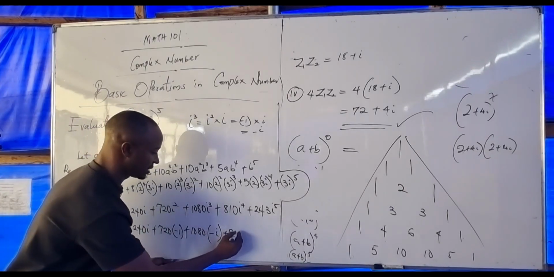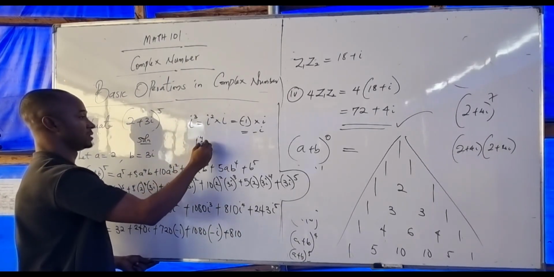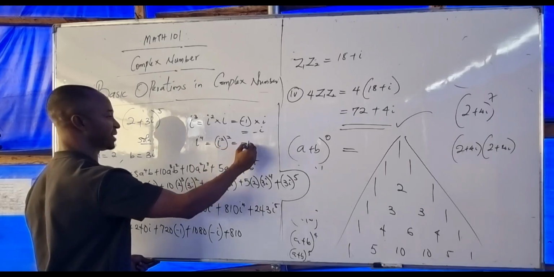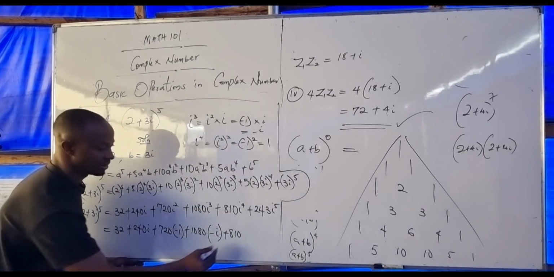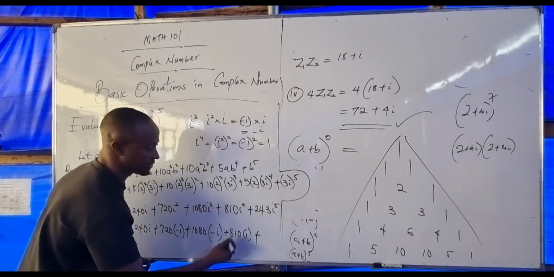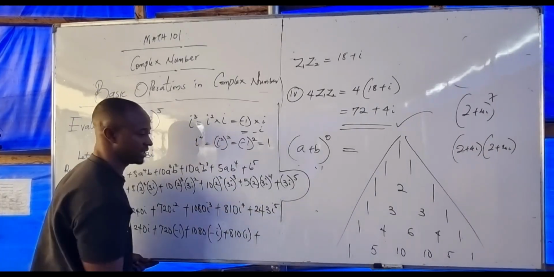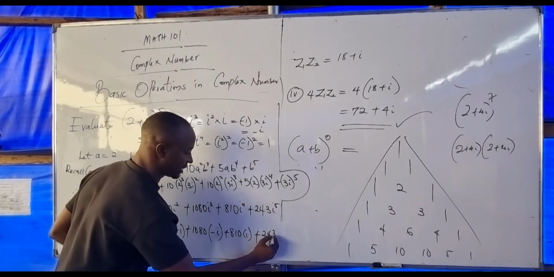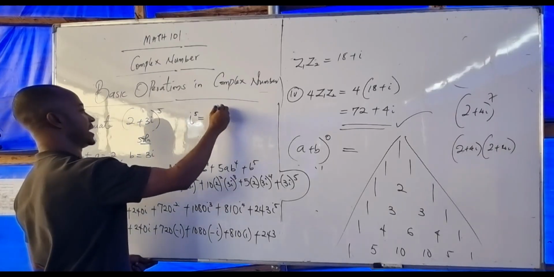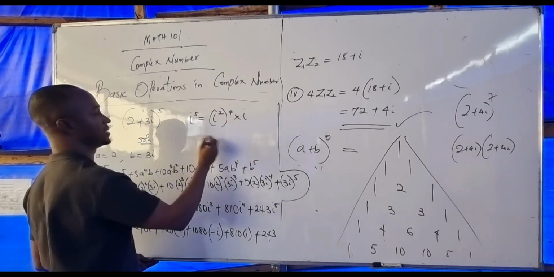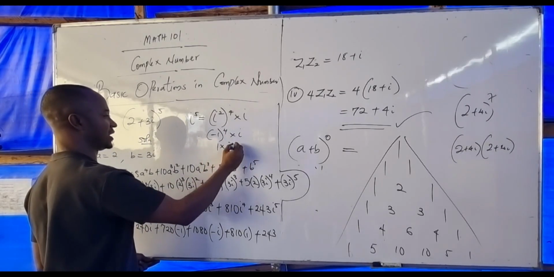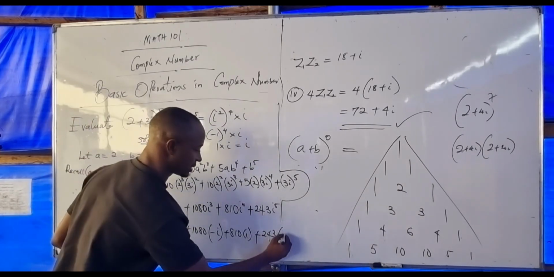Plus 810. What is i raised to the power 4? Good. So let's check again. i squared all raised to the power 2, right? Which is what? Minus 1. All squared is what? 1. So no need of putting 1. But let's just put times 1. So plus what? So what do you have here? 243. Let's evaluate i raised to the power 5. i raised to the power 5 is what? i squared all raised to the power 4 times what? i. So minus 1 raised to the power 4 times i will give us what? 1 times i equals to what? i. So what will be here? Times i.